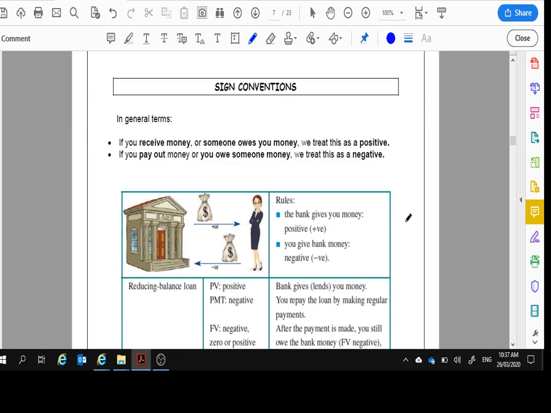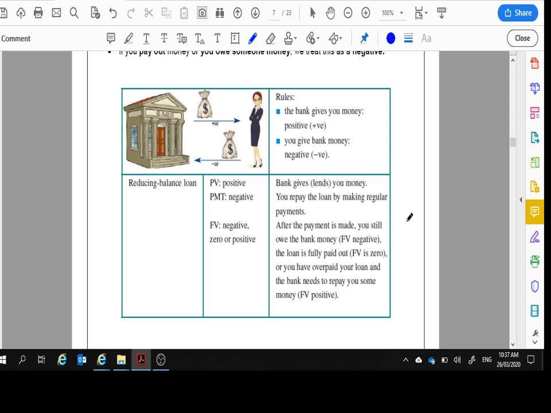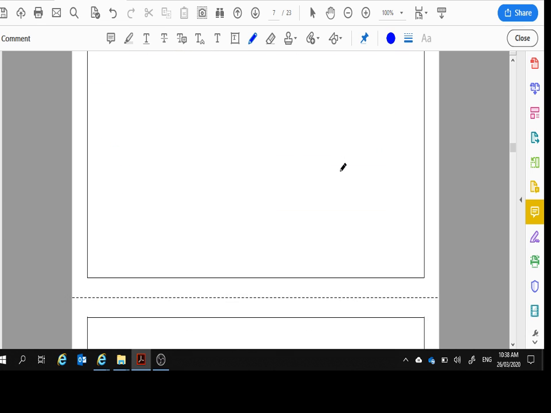Now, sign conventions. What's more important is this: if the bank gives you money, if money comes to you, leave it as positive. If you give money, then it's negative. Pretty straightforward if you keep it like that.